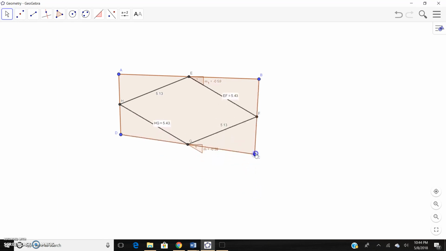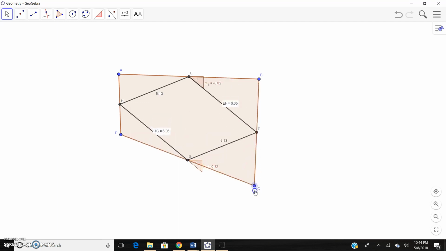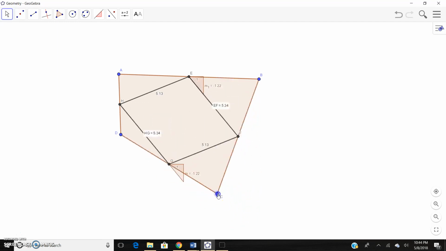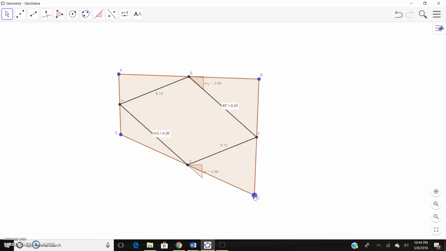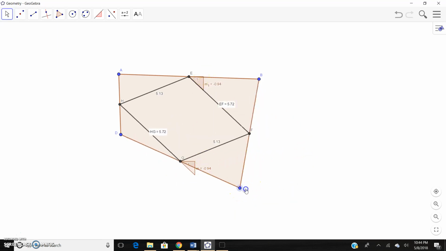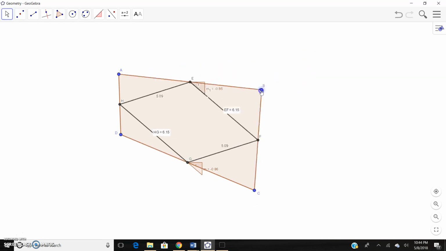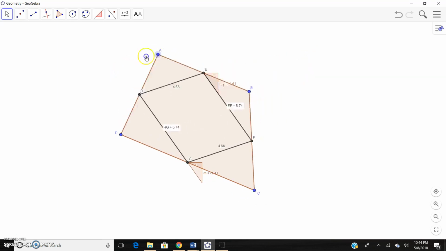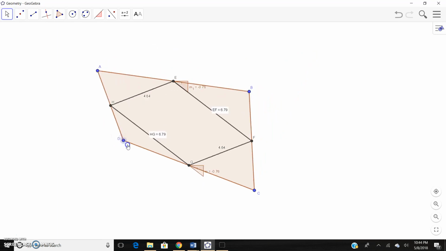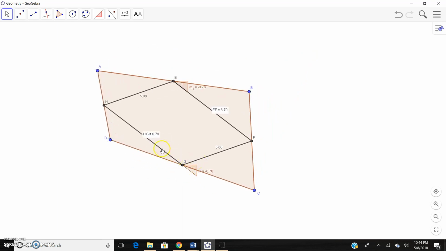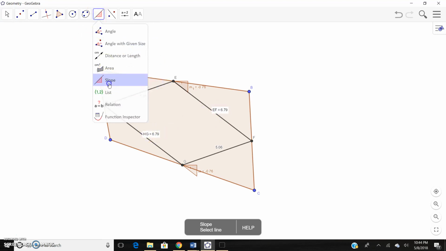And I can say that they'll always be equal. And I can test that and say, oh, well, since the slopes are going to be the same all the time, no matter what I do to these vertices, then these two sides are parallel. But a parallelogram, by definition, is two pairs of parallel sides. So I have one pair of parallel sides right now. And so let's look at the other pair.